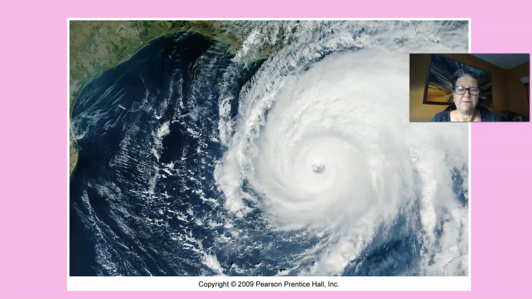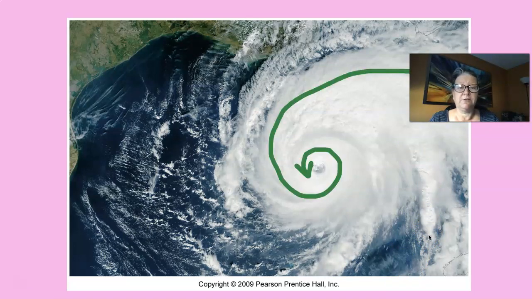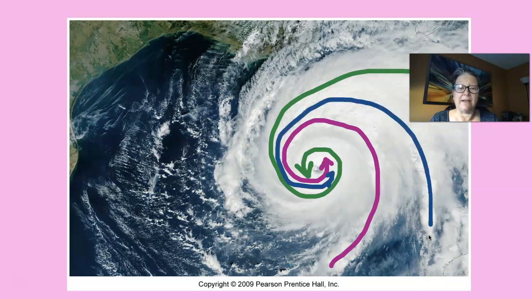One way I always figure this out is I start with one of the spinning arms that are out on the outside. And I start there and I work my way into the center. For example, like that, or like that, or even like that. That will tell you the direction it's spinning. And all three of these will show you that this is spinning counterclockwise. So this is in the northern hemisphere.